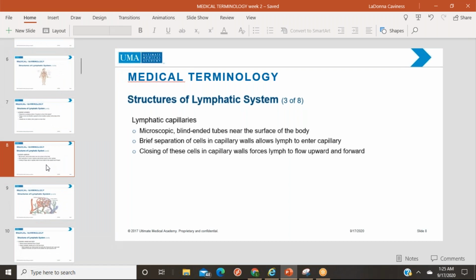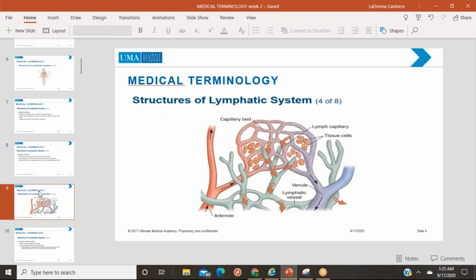Lymphatic capillaries are microscopic blind-end tubes near the surface of the body. Brief separation of cells and capillary walls allows lymph to enter capillaries. Closing of these cells and capillary walls forces lymph to flow upward and forward. This is just an image here.